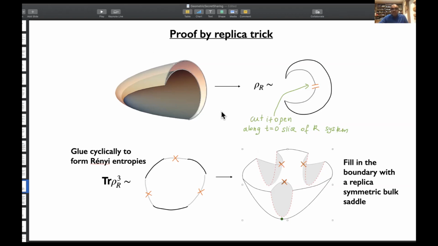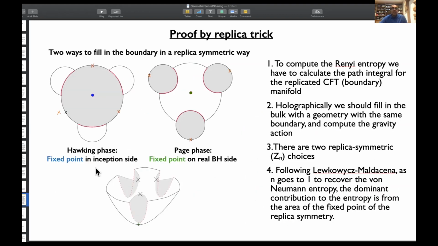And what we're drawing, in the language of this 3D shape with these convex and concave things, is what the geometry filling in this boundary would look like. There's this piece here, this piece here, this piece here, and they're all curved in and out in this manner. So this is a replica symmetric bulk saddle. Replica symmetric means it has a Z3 symmetry. So in this case, it turns out that there are two ways to fill in the boundary in a replica symmetric way. The dashed lines here are the end of the world brane.